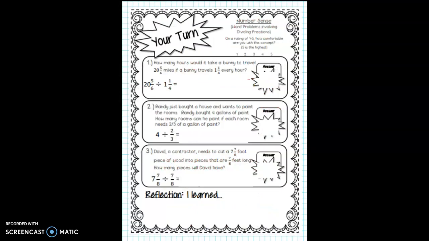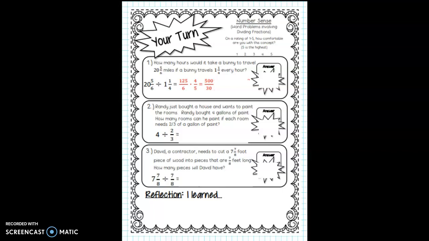How many hours would it take a bunny to travel 20 5/6 miles if a bunny travels 1 1/4 every hour? Again, you need to change the mixed numbers to improper fractions. Then keep, change, flip, so we get 125 over 6 times 4/5. Multiplying that across, we get 500 over 30.